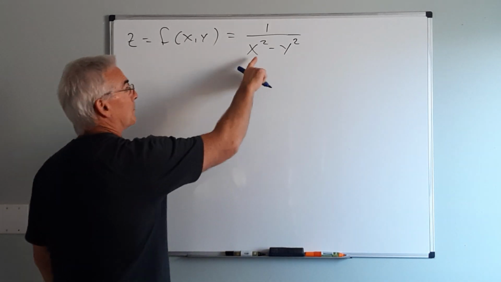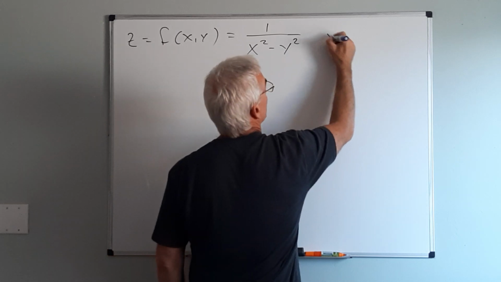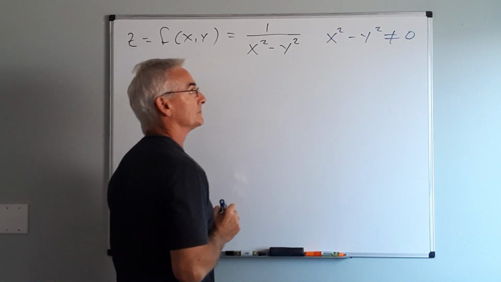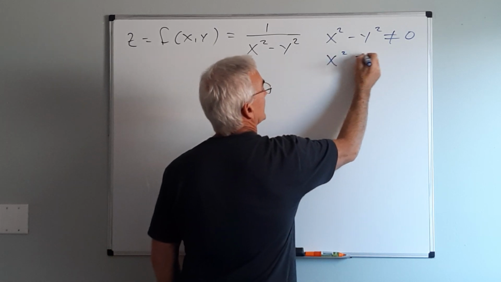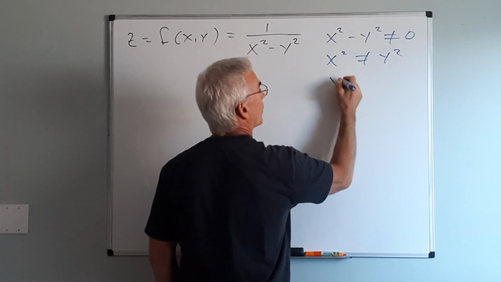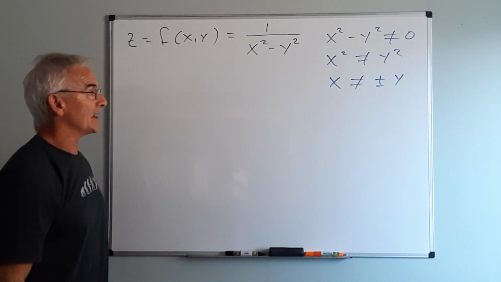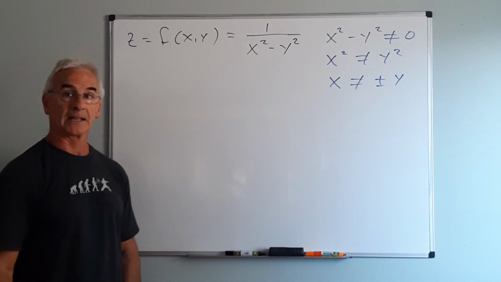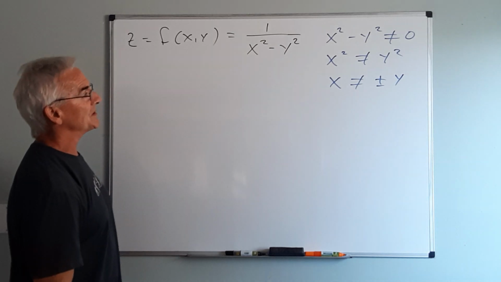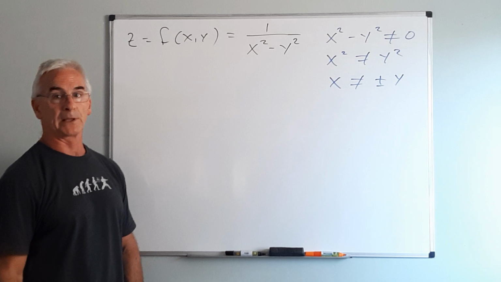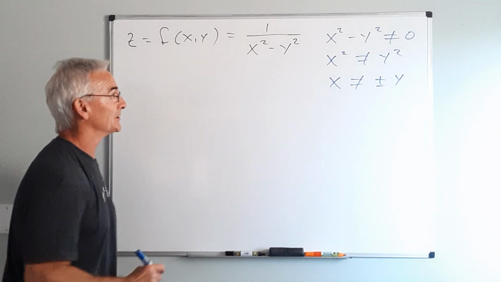So to start off with, my only restriction here would be that x squared minus y squared cannot be 0. So that x squared cannot equal y squared, or x cannot equal plus or minus y. So x cannot equal positive y, x cannot equal negative y. And the way we would state this domain is using something called set builder notation that you probably learned back in algebra but haven't used much since.